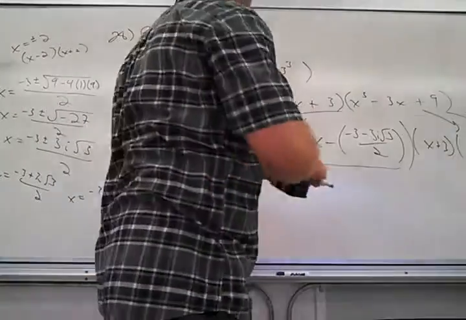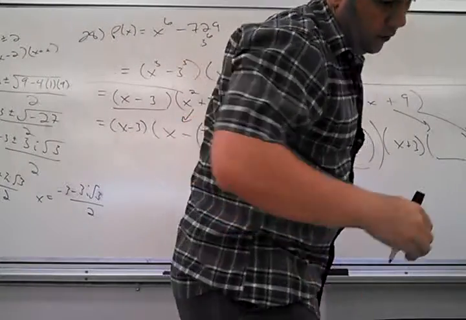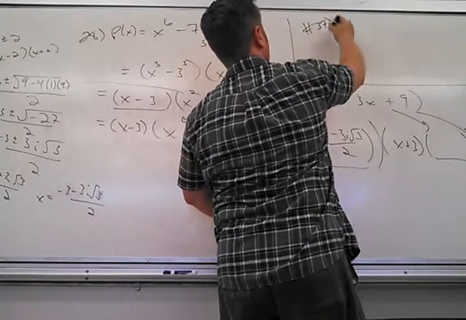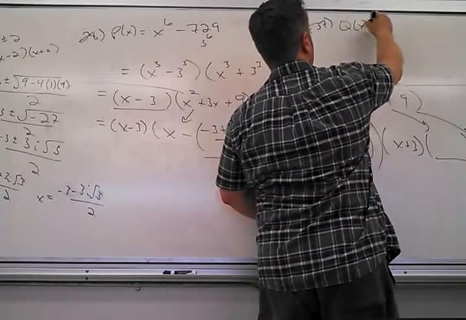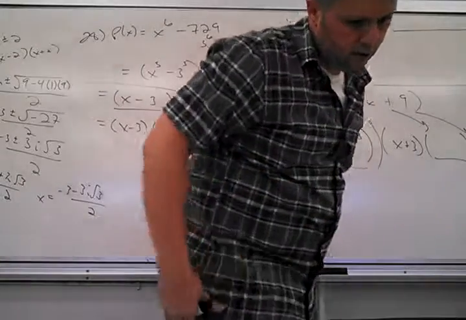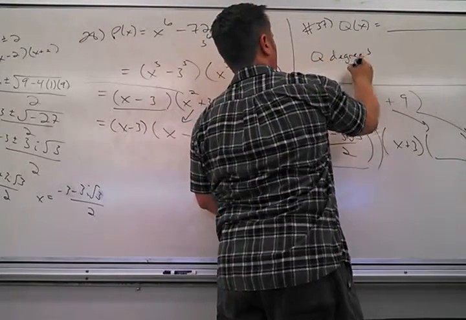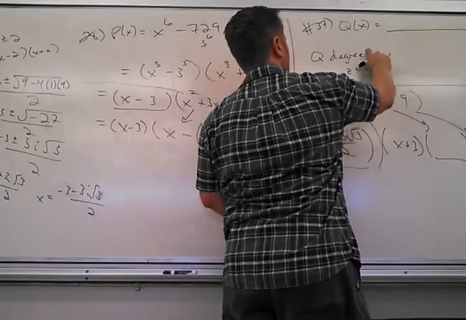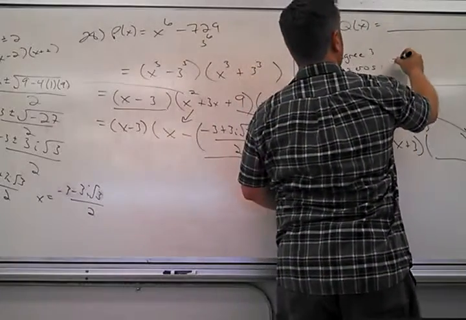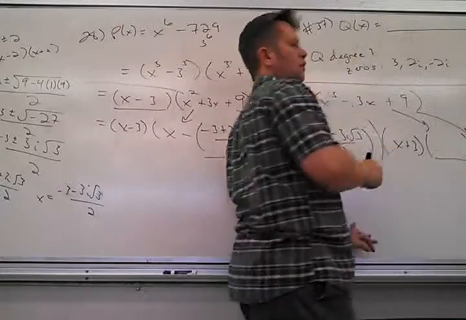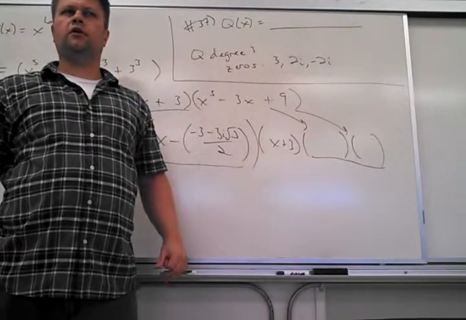And here's the thing that we just did. Look at number 37. They want you to write a polynomial that does what they say it does here. It tells me q has degree 3, and the zeros are 3, 2i, and negative 2i. So how would you put together that polynomial?